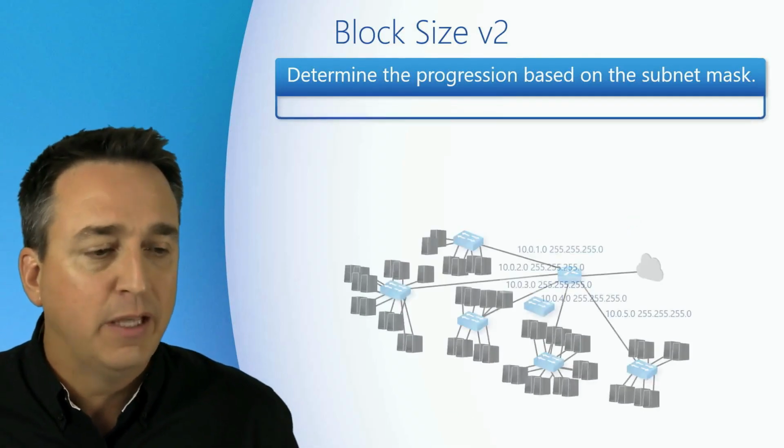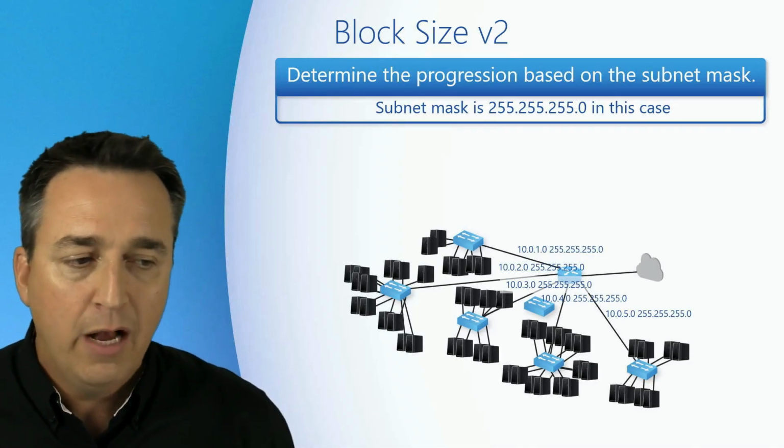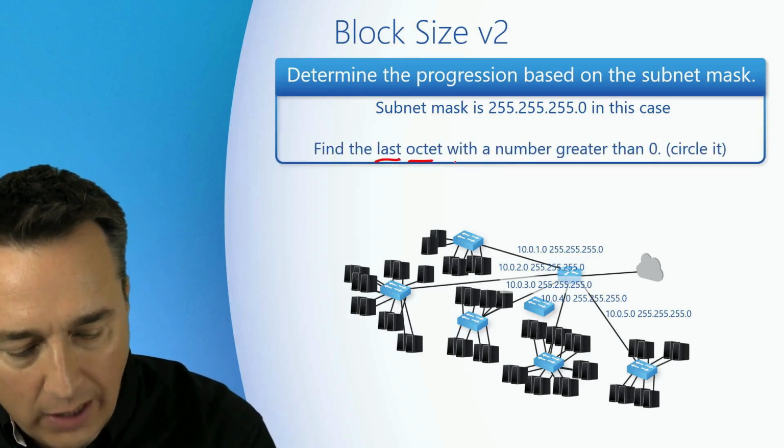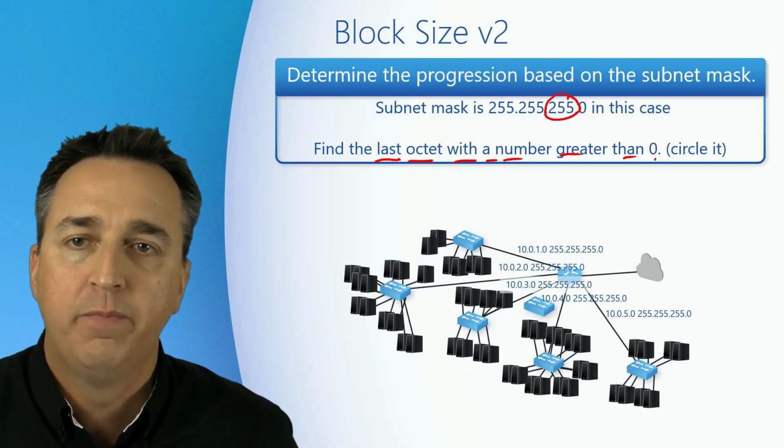Determine the progression based on the subnet mask. So same process here, except we're using decimal numbers to figure this out. So in this case, find the last octet with a number greater than 0. So this is the last octet with a number greater than 0.